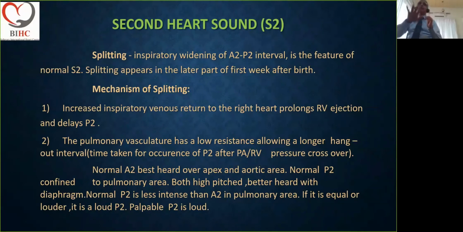So if you keep your hand on the baby's tummy, even in an older child, don't ask the patient to take a deep breath. Just keep your hand on the child's tummy and you know whether you are in inspiration or expiration. When the baby or the child is breathing in, the split widens and it becomes audible. In expiration, it appears as a single sound because the A2 and P2 fuse.